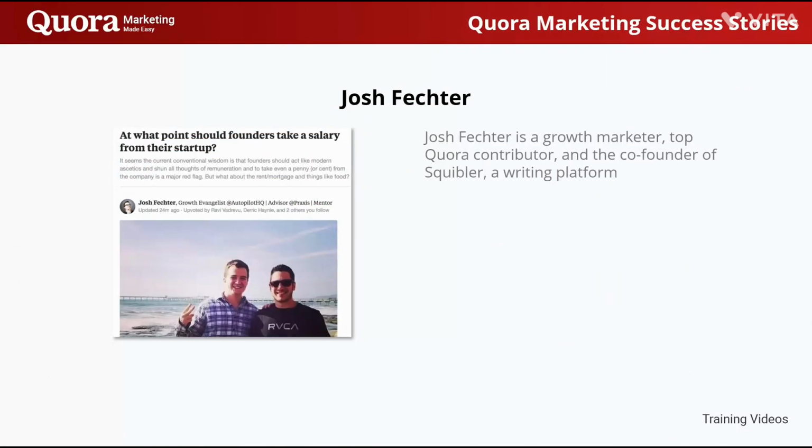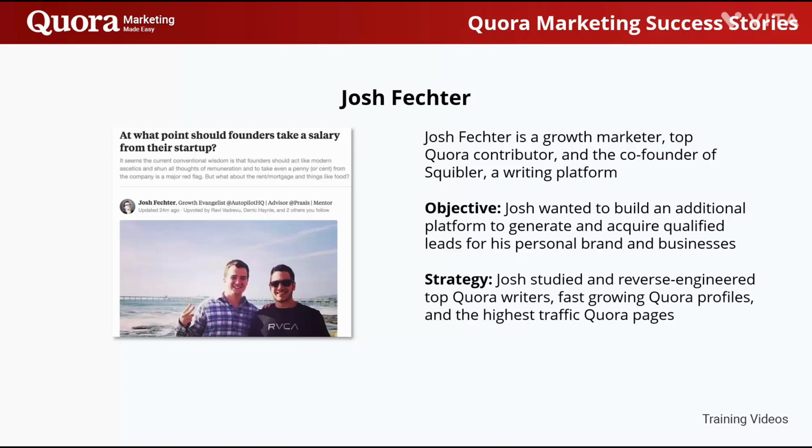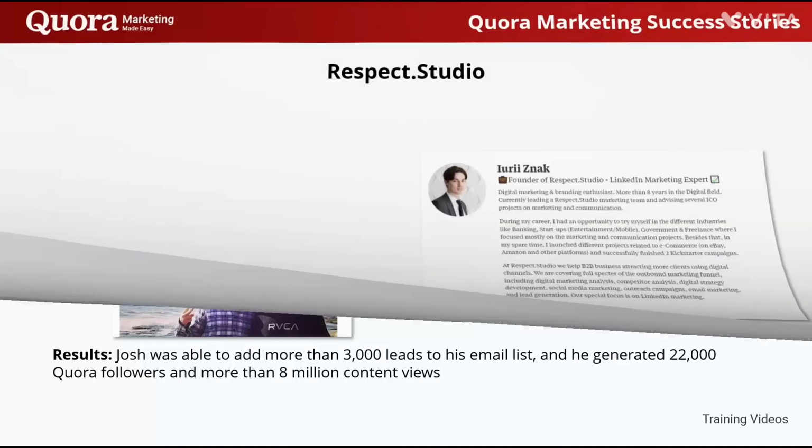Josh Fechter. Josh Fechter is a growth marketer, top Quora contributor, and the co-founder of Scribbler, a writing platform. Objective: Josh wanted to build an additional platform to generate and acquire qualified leads for his personal brand and businesses. Strategy: Josh studied and reverse-engineered top Quora writers, fast-growing Quora profiles, and the highest traffic Quora pages. Results? Josh was able to add more than 3,000 leads to his email list, and he generated 22,000 Quora followers and more than 8 million content views.